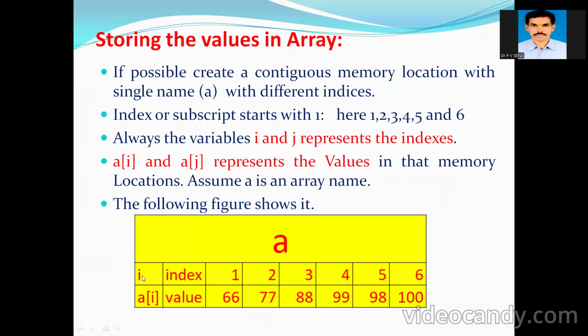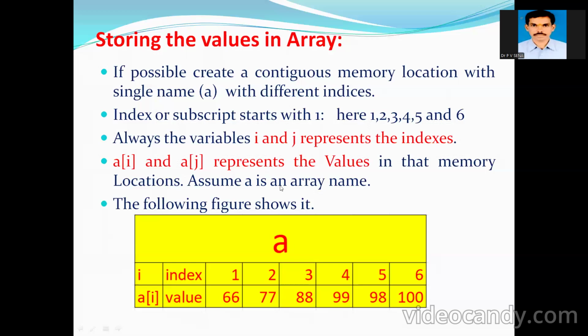Always, the indexes I comma j will represent the indexes. This point is very important to remember. I comma j represent the indexes. A of I comma A of j represent the values at those memory locations. Assume the array name is A.